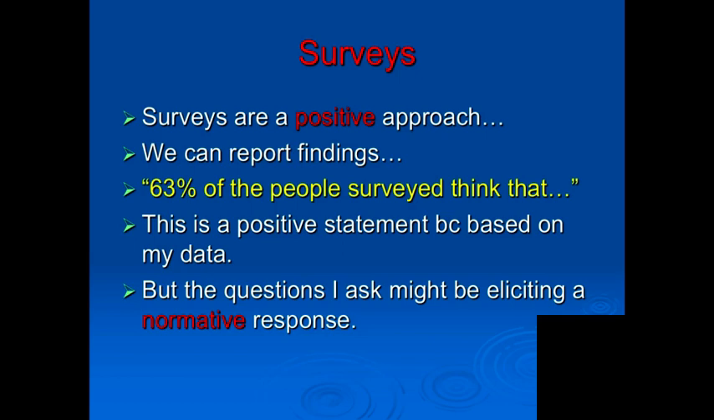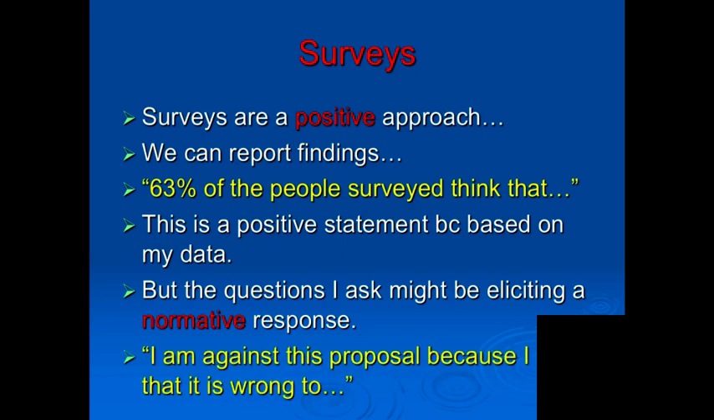So if I'm being asked, do you think we should build a border wall? I might say, yes, I think we should build a border wall because I'm giving you my normative response, but when you turn it into a data set, it becomes positive. So I'm against this proposal or I am for this proposal because I feel it's wrong too. And I can start getting very philosophical, and that's very normative. But when you count the number of people who behave this way or answer this way versus that way, all of a sudden you've got positive data.